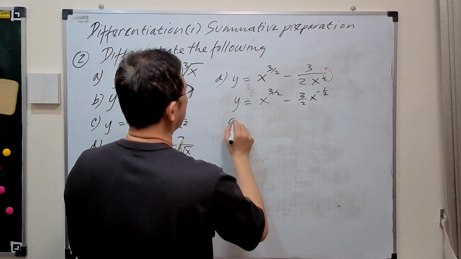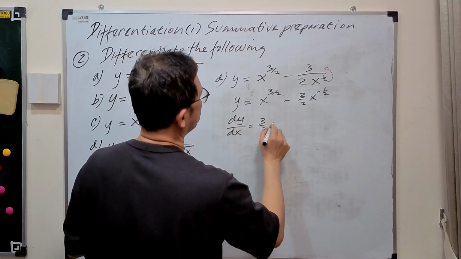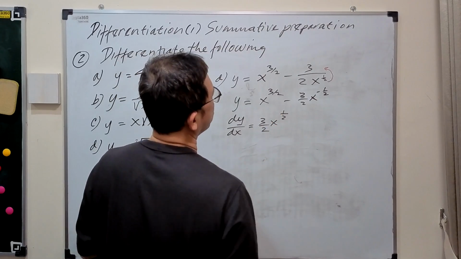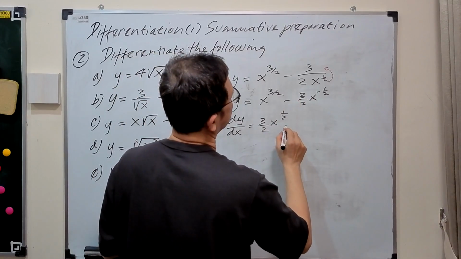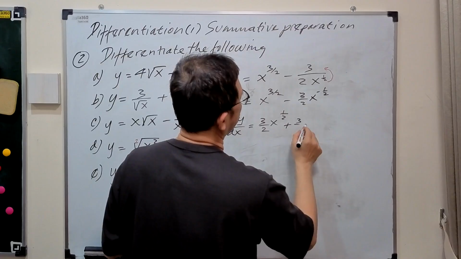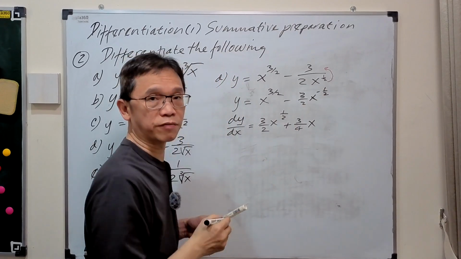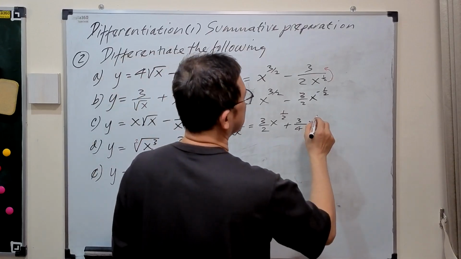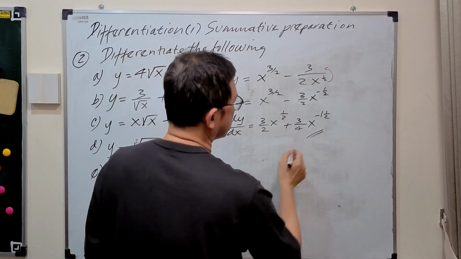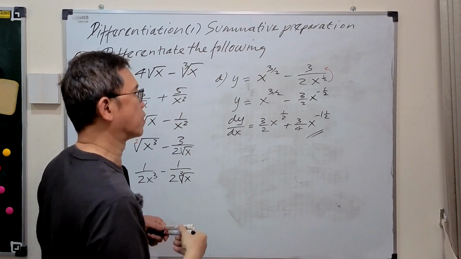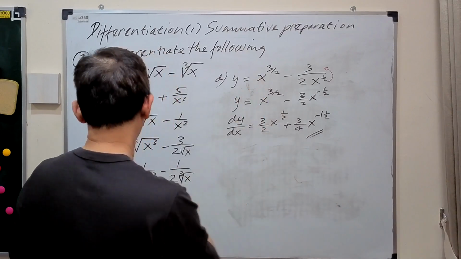So now you can write dy over dx. This will be 3 over 2 x to the power of half. Negative half times negative 3 over 2, this will be right away plus 3 over 4 x, and then subtract the negative half by 1. Then this will be negative 1 and a half. Okay, this can be the solution, the derivative of problem D.